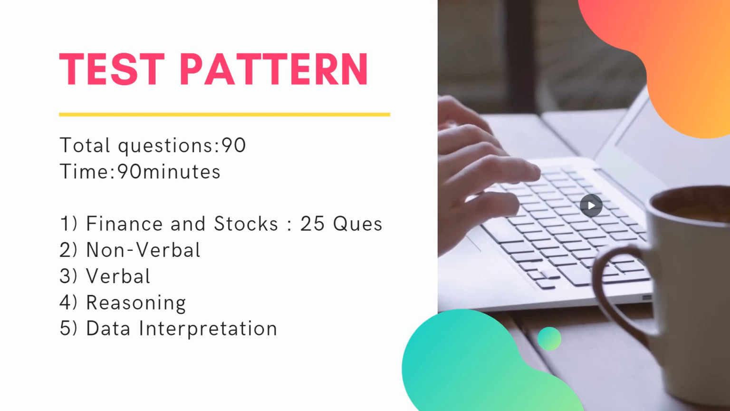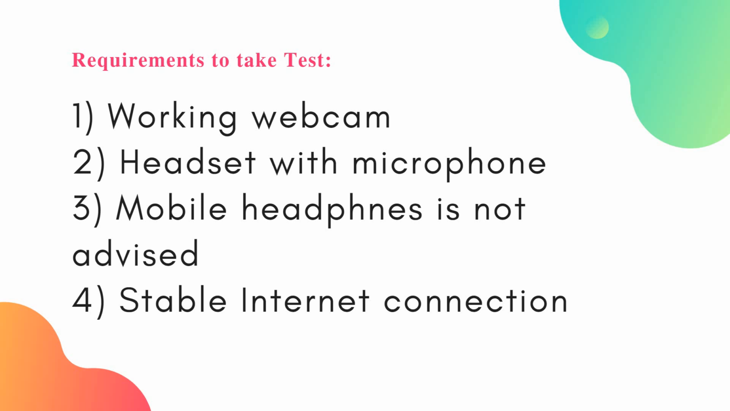Verbal includes basic questions, like finding the meaning of a word, synonyms, arranging sentences, finding errors in a sentence, as well as identifying correctly spelled words. The next part includes reasoning questions, and lastly you can expect questions from data interpretation. So these are the various sections in which the questions will be divided, and you need to answer them in 90 minutes.